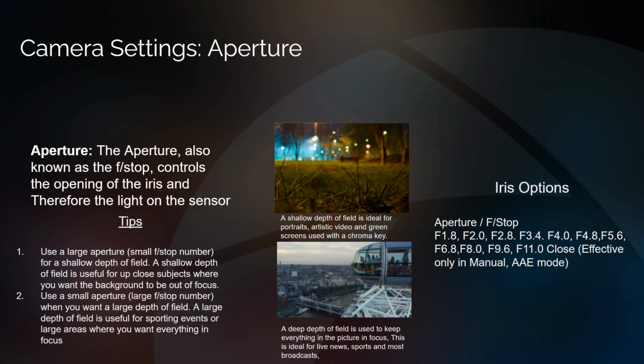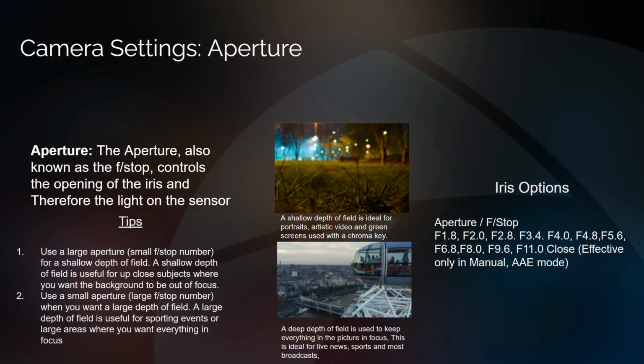Now, when you're setting up a camera, the aperture is essentially your f-stop, and it's how wide your camera iris is actually open. So a shallow depth of field would be ideal for portraits and artistic video. This is where you get that bokeh effect in the background, and it's actually really good for chroma keying and green screens, but things won't be as in focus in the background. Depending on what you're doing, that might be good.